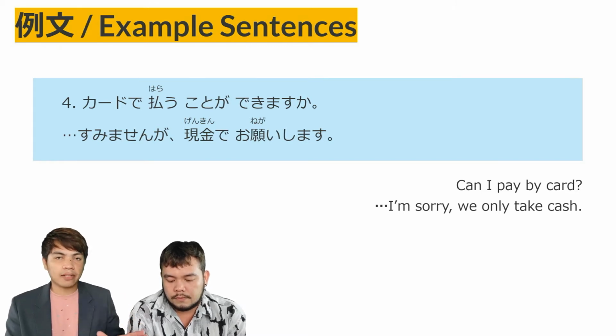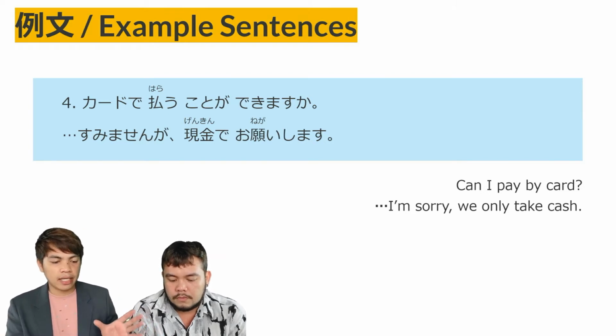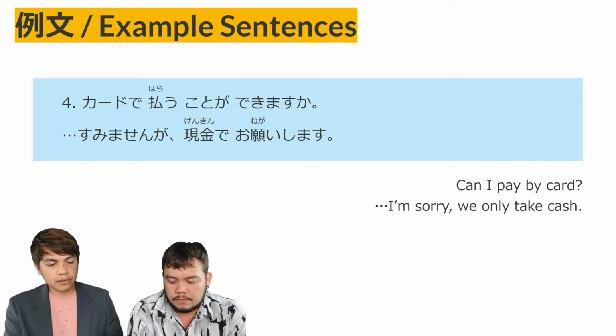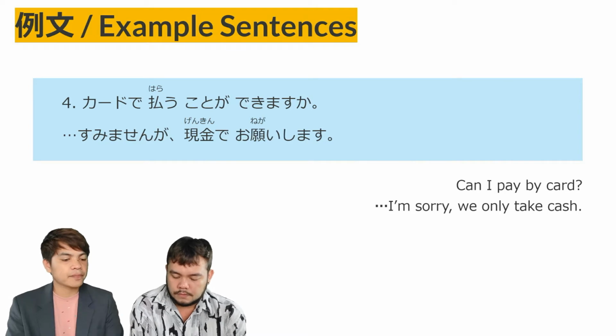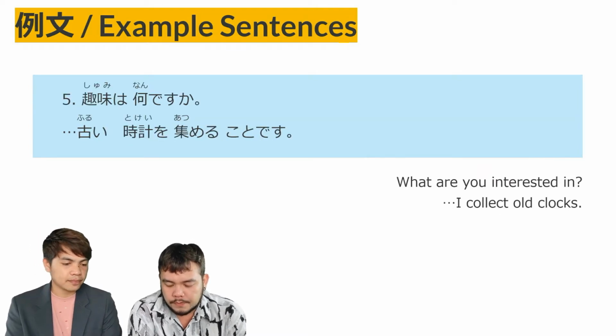It will become a noun. Then ga dekimasu, you can do this action. Kado de haraimasu ga dekimasu ka? Yes or no question. He answered sumimasen ga, I'm sorry. Genkin de onegai shimasu. Please use cash. Genkin de.